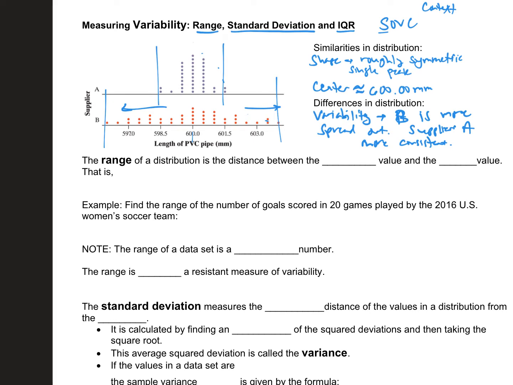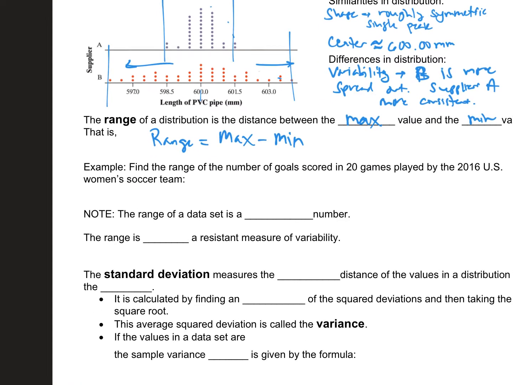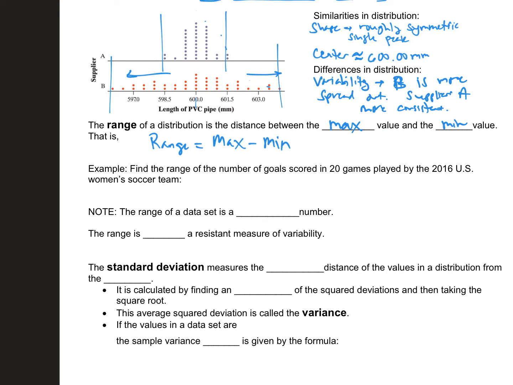Now the range of a distribution is the distance between the max value and the minimum value. That is, the range is equal to max minus min. We've discussed this a little bit already. So find the range of the number of goals scored in 20 games played by the 2016 U.S. soccer team. The maximum was 10 and the minimum number of goals was 1 in those 20 samples. And so 9 goals would be the range.